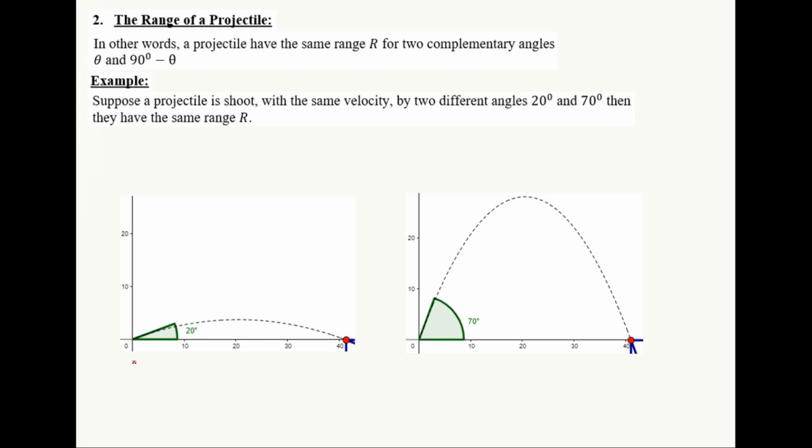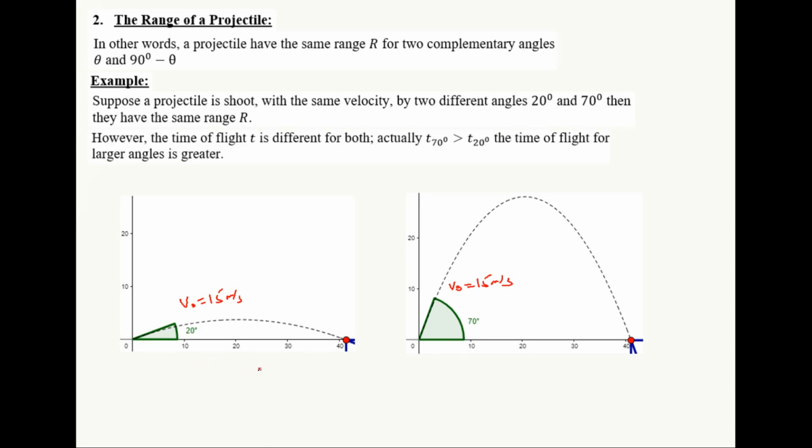In the first picture, we're shooting the projectile with the same initial velocity. Let me say that here, for example, the initial velocity is 15 meters per second, and here it is also 15 meters per second. But the difference between both is that the first one is launched at an angle of 20 degrees and the other one at a launch angle of 70 degrees. Believe me or not, both projectiles will have the same range. Alright? But the difference between both is that the time of flight is different for both.